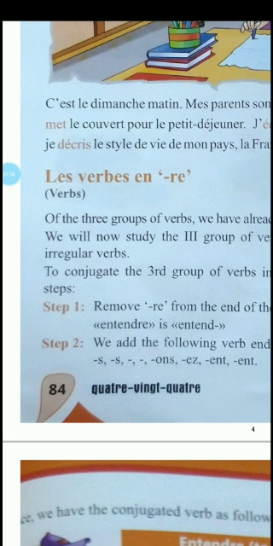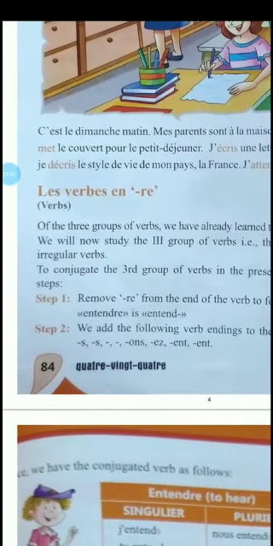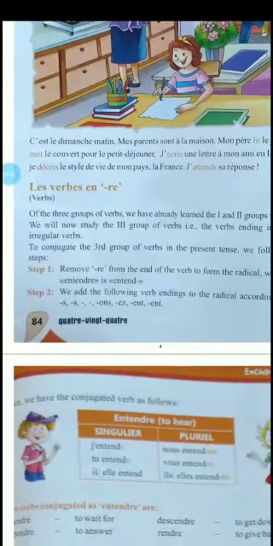For IR, you drop the IR, take the radical and put the endings: is, is, it, it, issons, issez, issent, issent. But for the irregular verbs, we do not follow a pattern. For example, for irregular verbs like aller, we don't take out the ER and put the radical and the endings, because aller is an irregular verb.